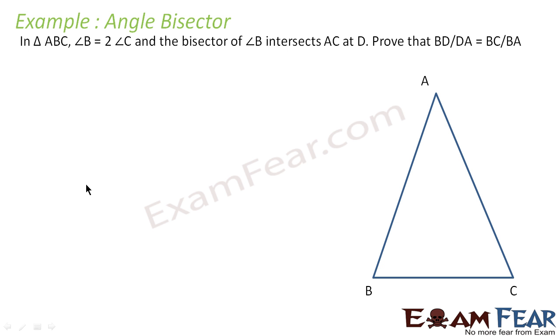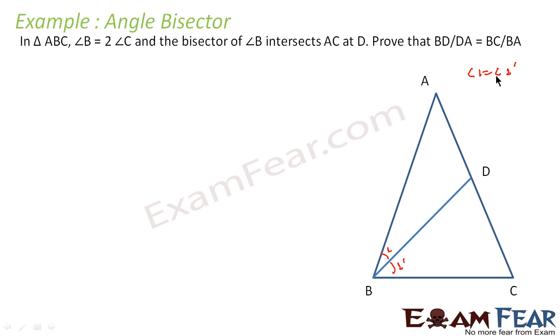Angle B is equal to twice angle C, and the bisector of angle B intersects AC at D. So this is the bisector of angle B. This meets AC at D. This is point D. This is 1, this is 1 dash. So I'll say angle 1 is equal to angle 1 dash in my first equation.